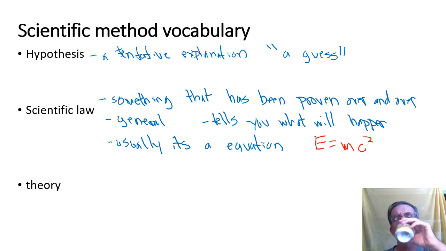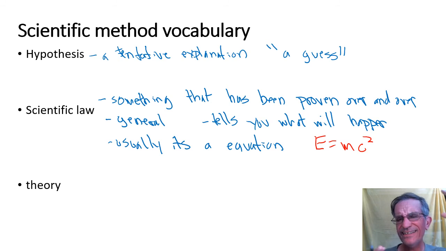Well, the E stands for energy. E is energy, M is mass, and C is the speed of light. So energy and mass are related. The energy is equal to mass times the speed of light squared. So that idea always works. It works in all different situations. Energy and mass are related, and it tells you how they're related to each other.